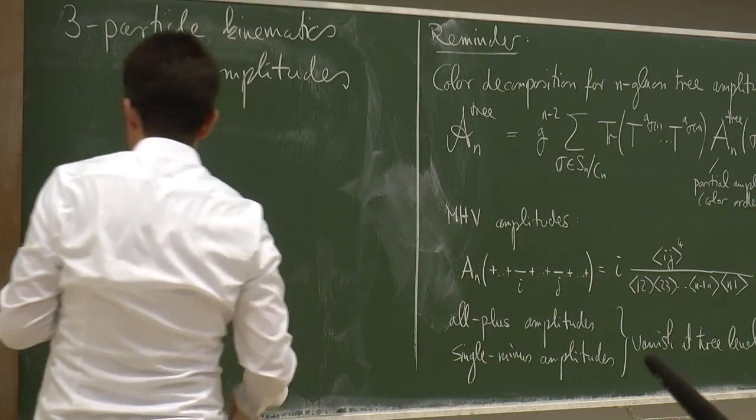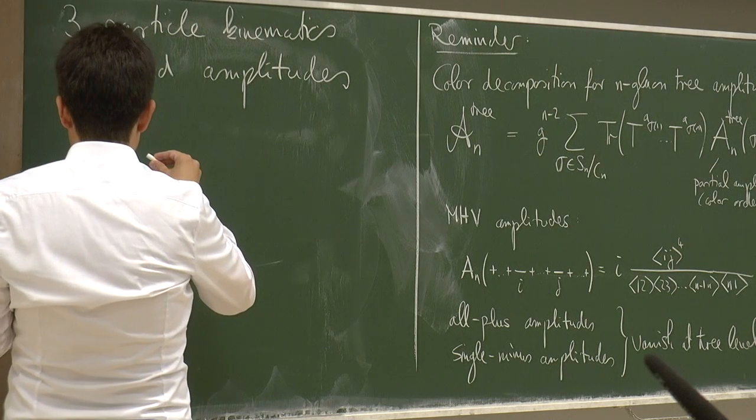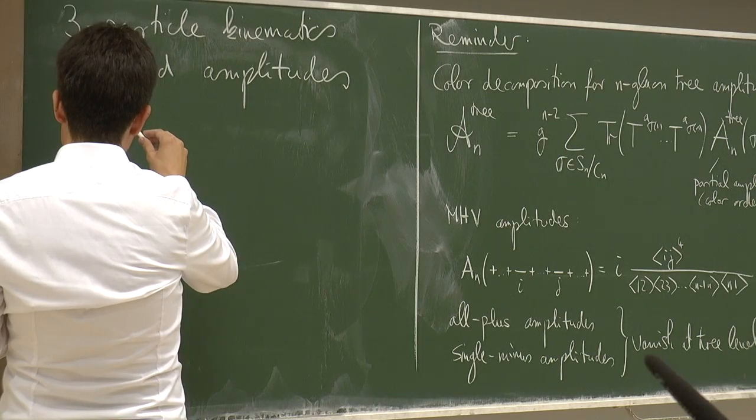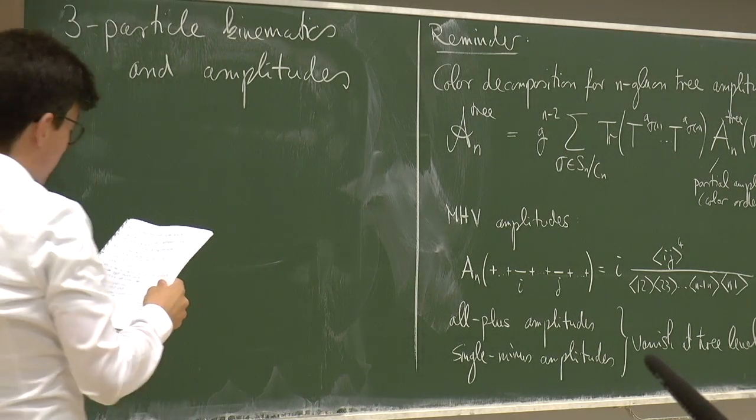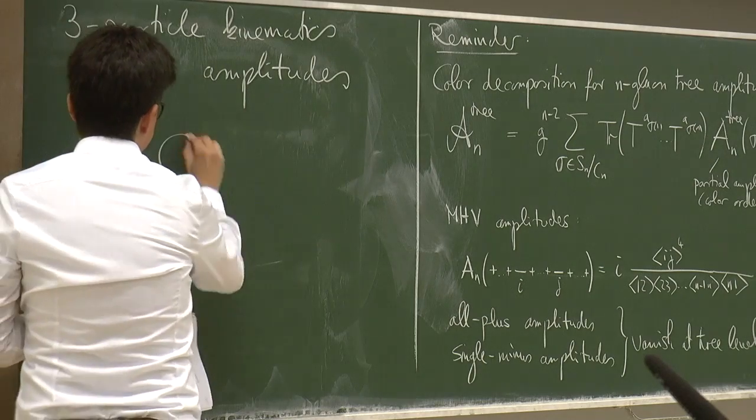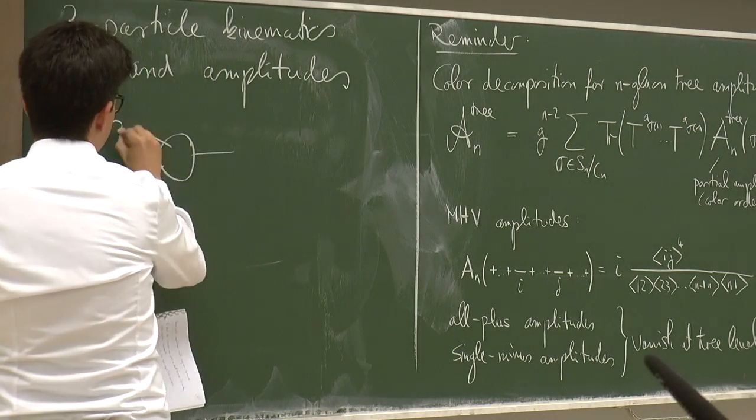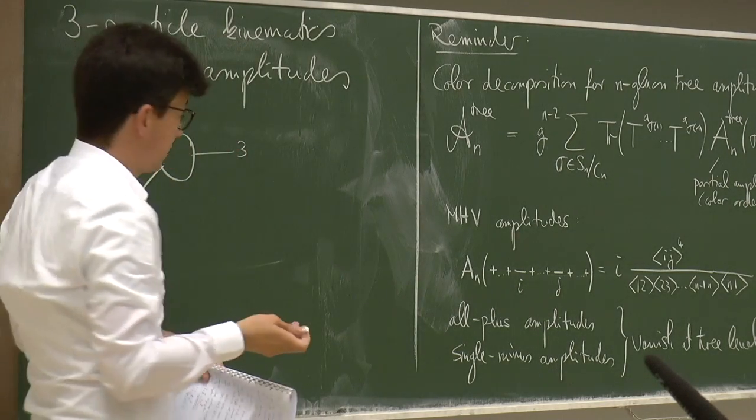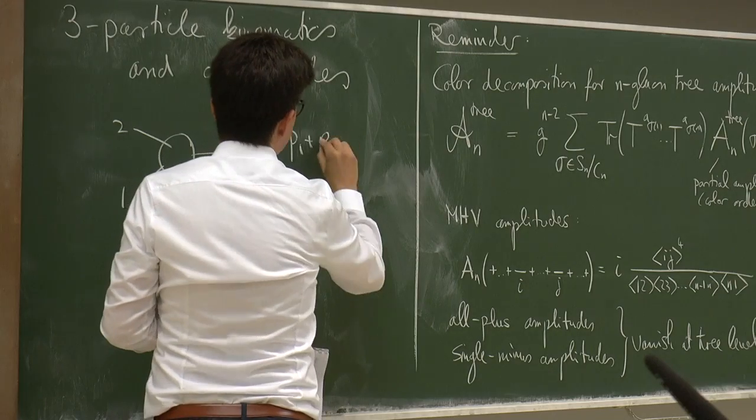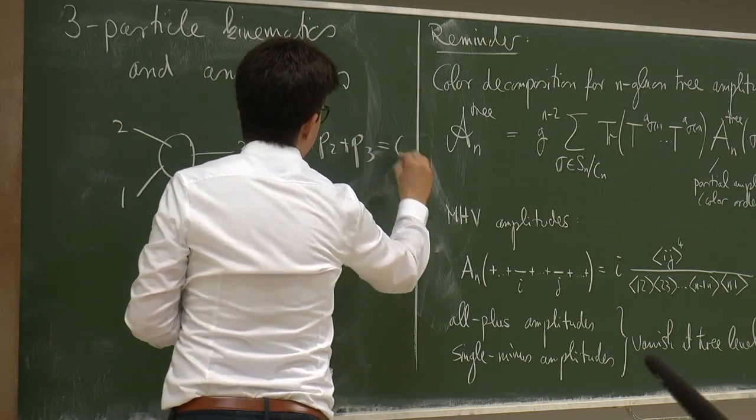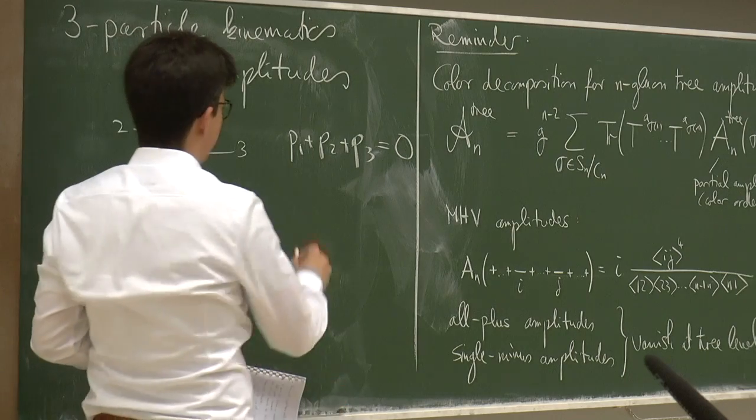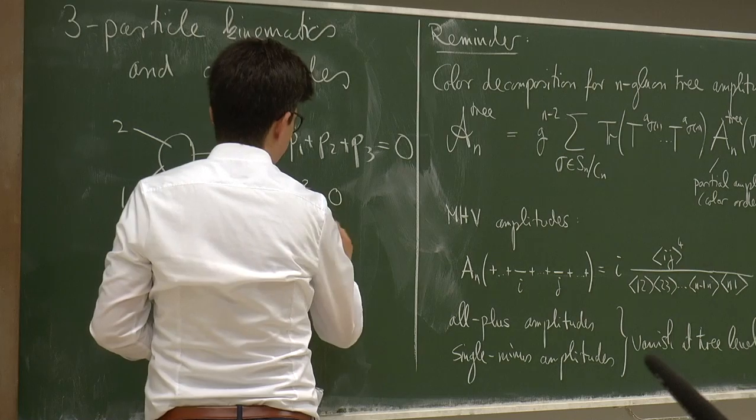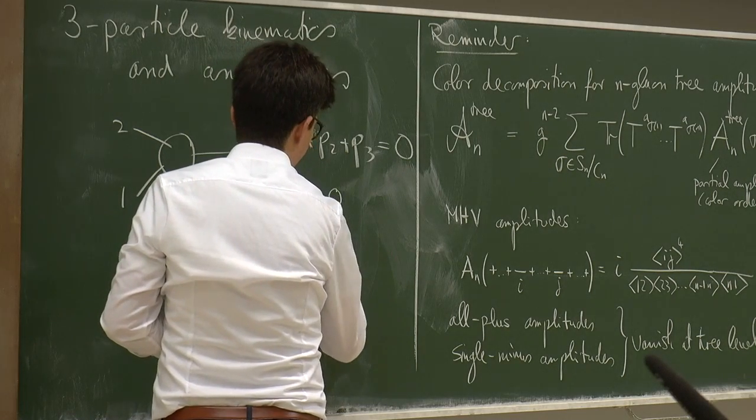So in fact, let's talk about the kinematics. So we have our 3 particles, 1, 2, 3. And we have actually a lot of constraints. That's why this usually is something that we would not consider. So we have the momentum conservation as a vectorial equation. And we have also the on-shell conditions. So P1 squared is 0, P2 squared is 0, P3 squared is 0.